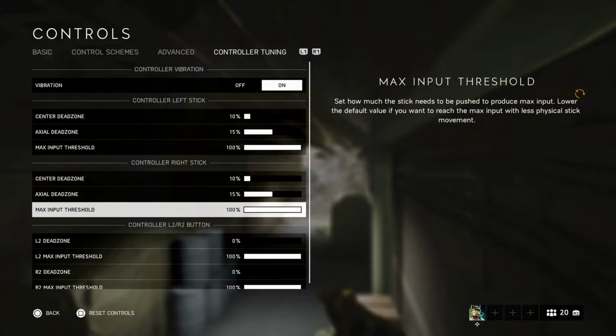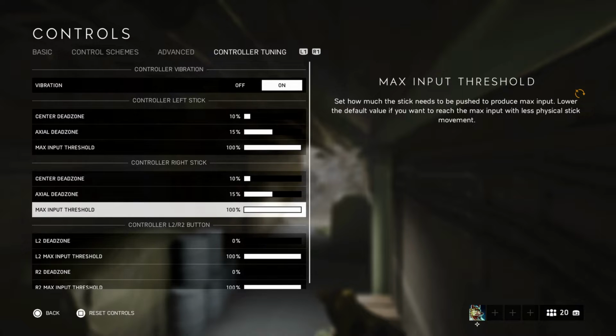So max input threshold, as you can see here, is 100%, therefore being high. High here meaning that you have to press the thumbstick left or right more to get the maximum input, and of course the lower the number, closer to 0, then the less amount you have to push the stick to the left or to the right.